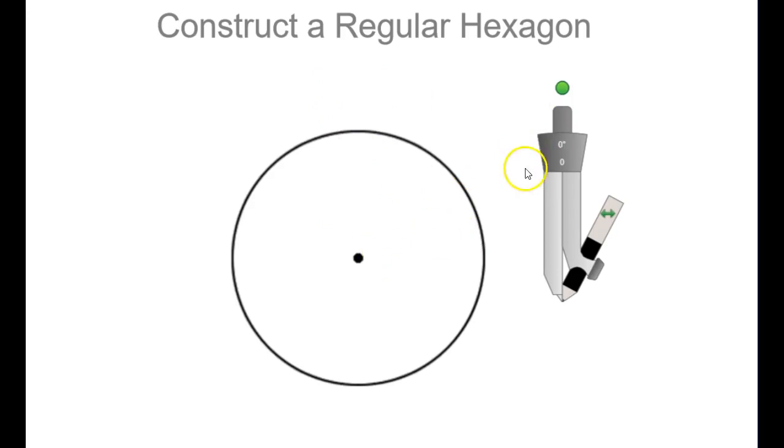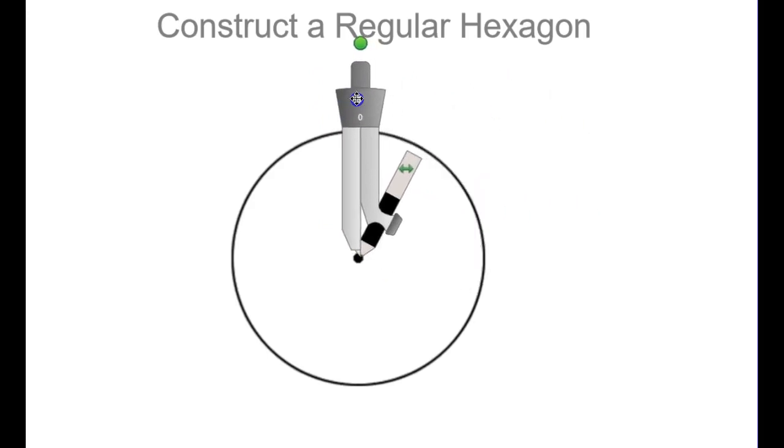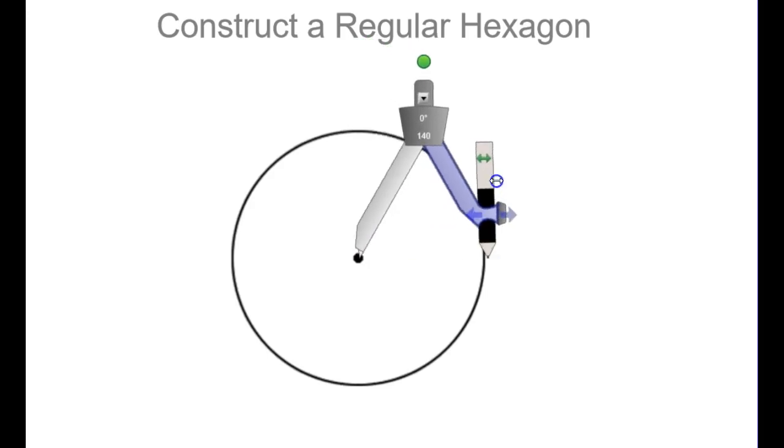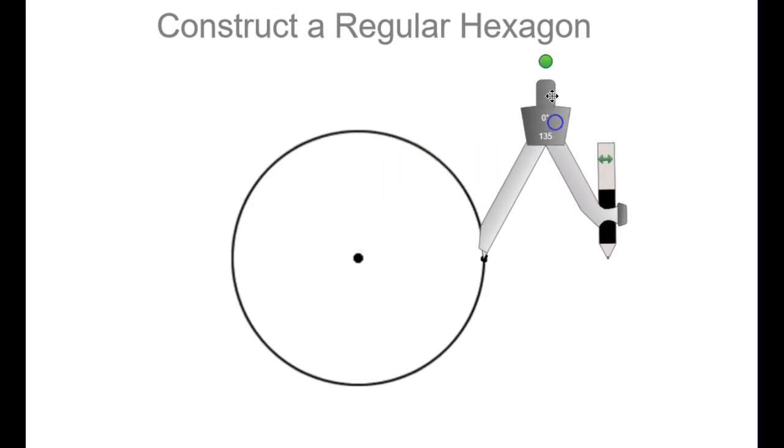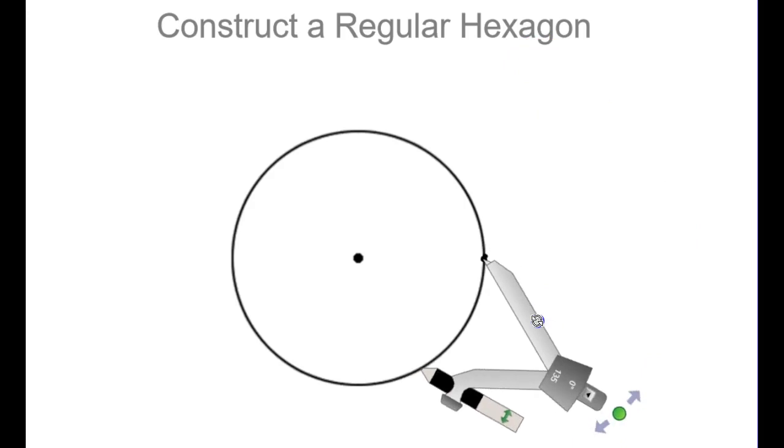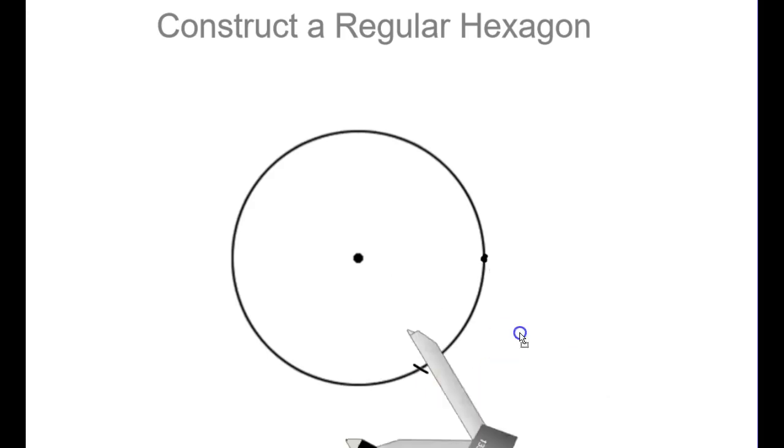Okay, so we have our circle, we have our center. Using the compass, we're going to extend out and measure the radius. Okay, and what I'm going to do is make a point where that occurs. Okay, that's going to give us a reference point. Now using that radius, I'm going to go along the circle and draw arcs in equal increments. Arc there.